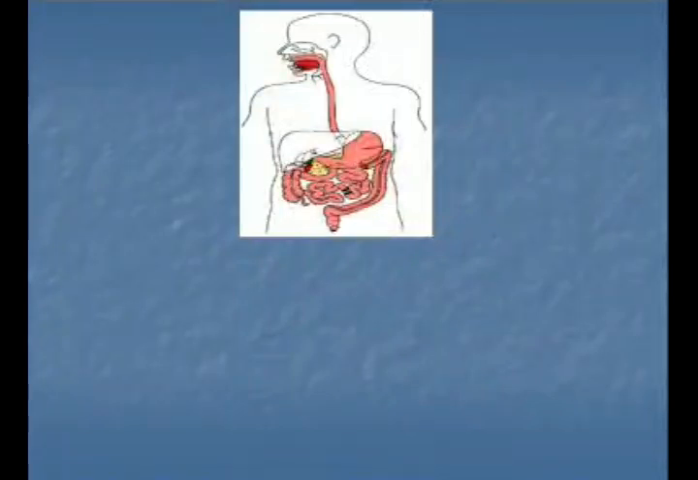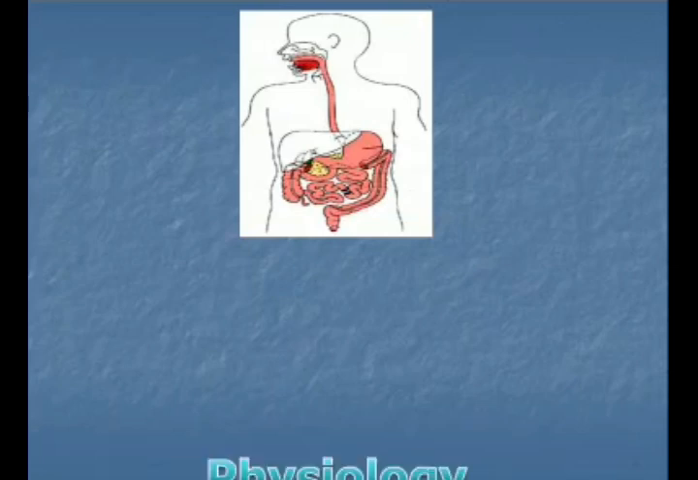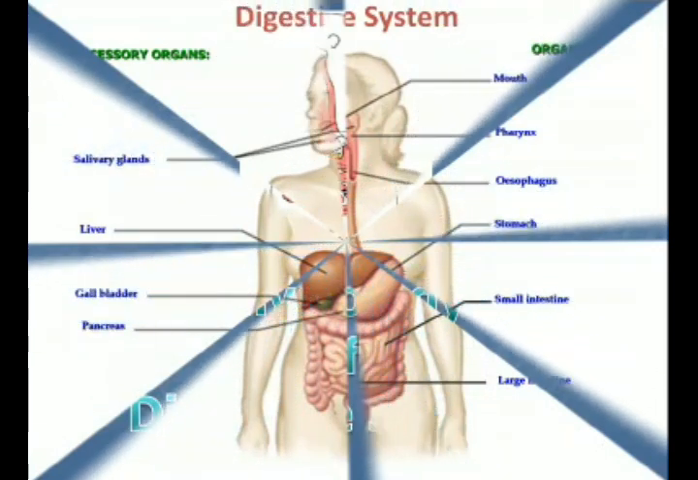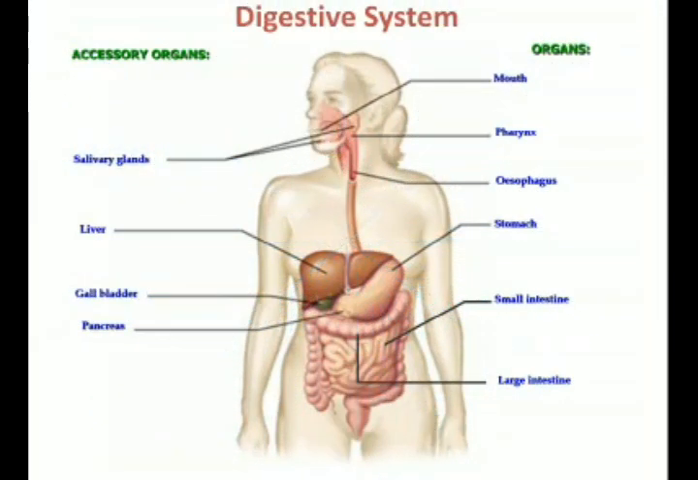Hello friends, today's chapter is the continuation of the previous video of digestive system. In our earlier video, we have seen the anatomy of digestive system, and today we are going to study the physiology of digestive system. As we have already seen in the earlier video, the digestive system has a group of organs and accessory organs, and they are doing a specific function.